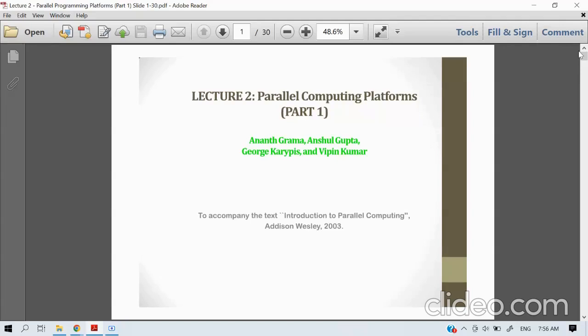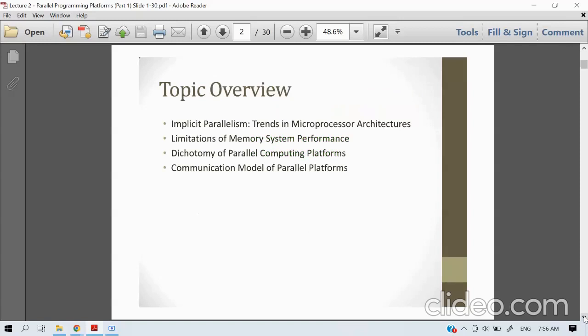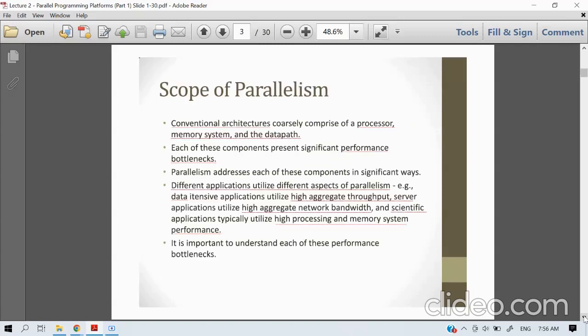This lecture 2 is about parallel computing platform part 1. So this lecture will cover only two topics: an overview of implicit parallelism, trends in microprocessor architectures, and limitations of memory system performance. So let's look at the scope of parallelism.